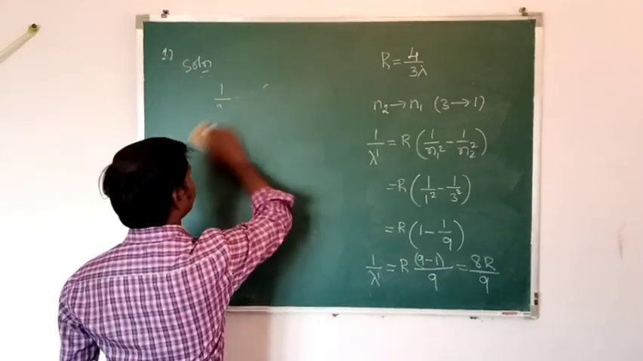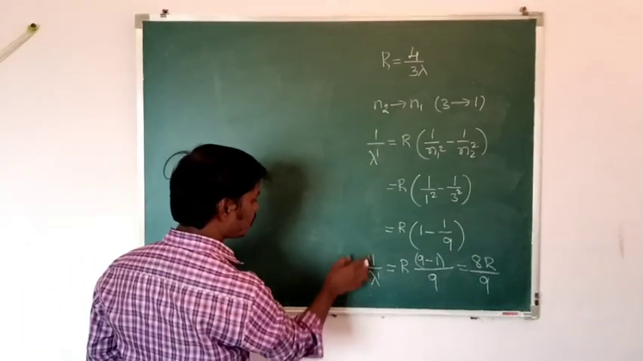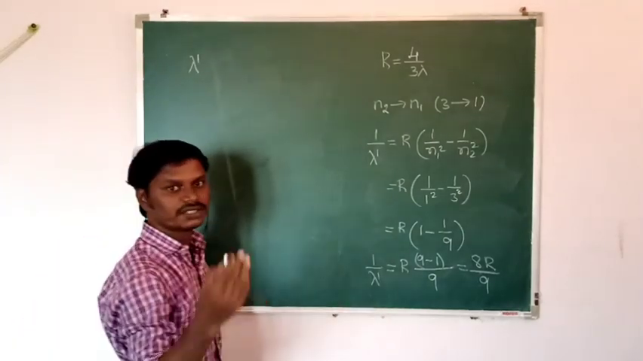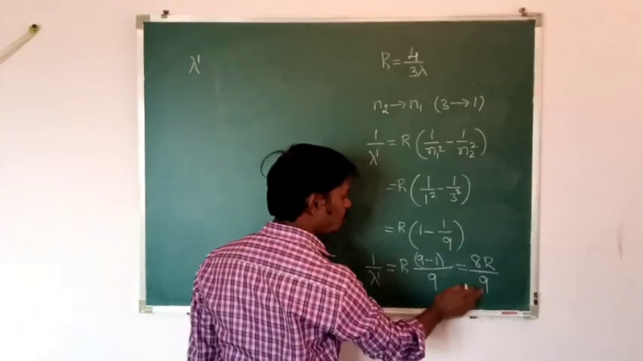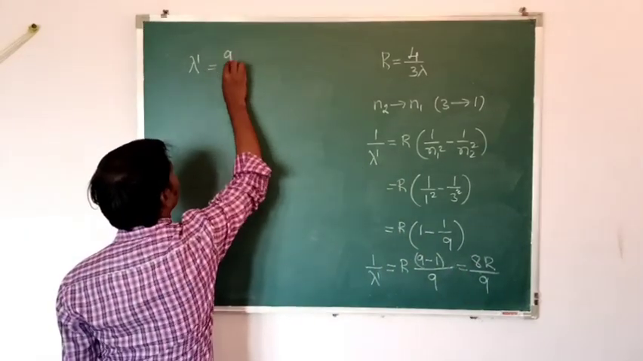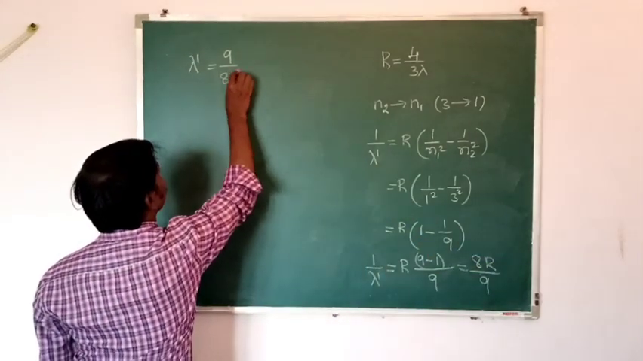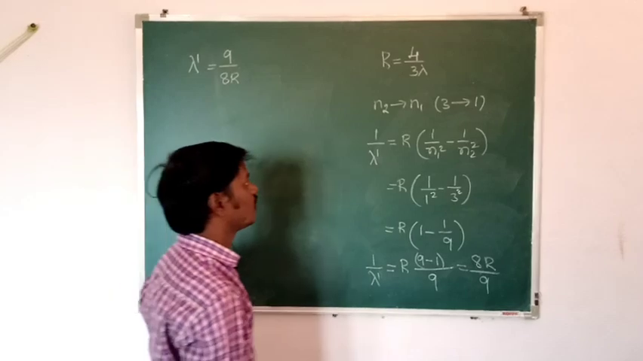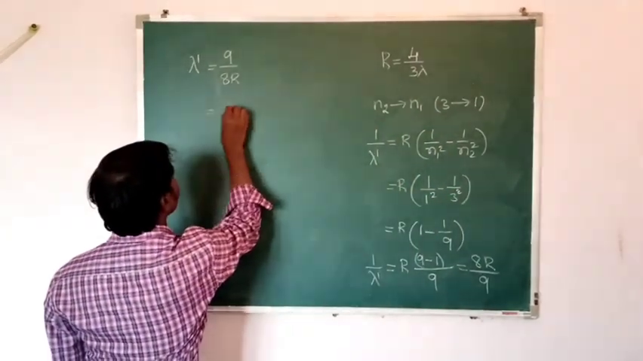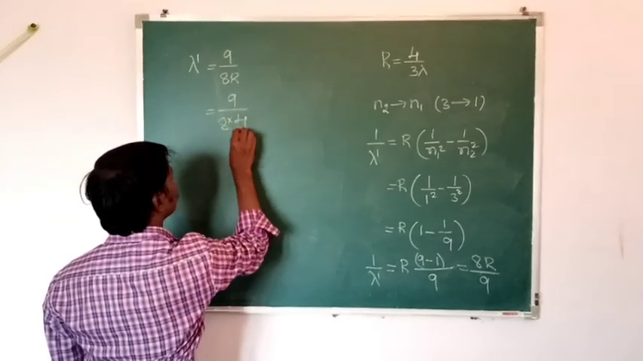Just interchanging numerators and denominators on both sides. I will take this lambda dash to the numerator and 1 to the denominator, that is lambda dash divided by 1, and 9 to the numerator and 8 into r to the denominator. So that is 9 by 8 into r. Then what is r here? R is nothing but 4 by 3 lambda. So 9 by 8, r is nothing but here 4 by 3 into 4 by 3 lambda.